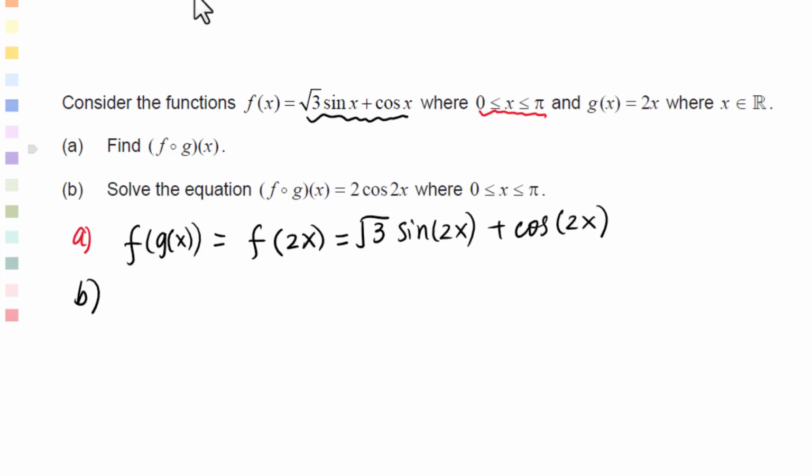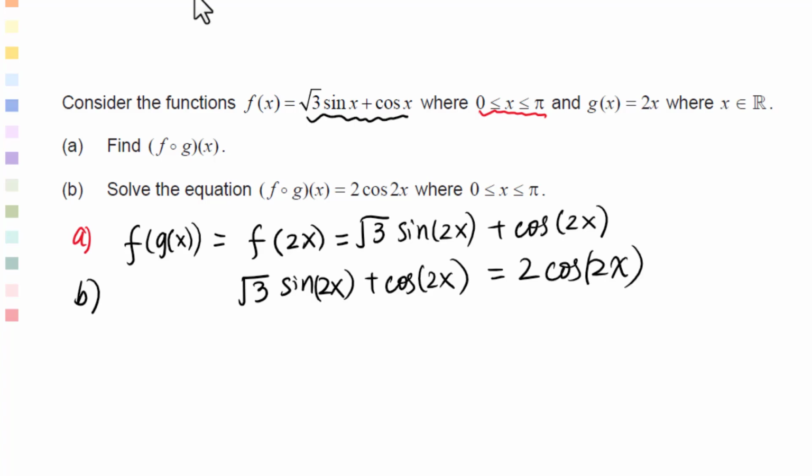x is greater than or equal to 0 and less than or equal to pi. Square root of 3 sine 2x plus cosine 2x equals 2 cosine 2x. First of all, we need to combine like terms. Minus 2 cosine 2x on both sides.